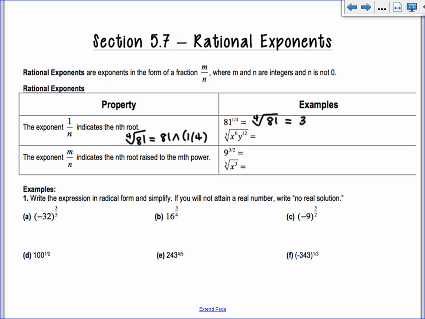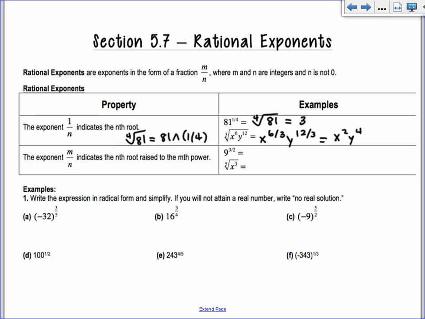You can also go the other way. You can start out with radicals and go to fractions. If I have the cube root of x to the 6th, y to the 12th, it's going to be x to the 6 over 3, y to the 12 over 3. That's what I was saying before. It's just division. 6 divided by 3 is 2. Y to the 12 over 3 is y to the 4. Just what we did last section, just writing it as a fraction exponent.